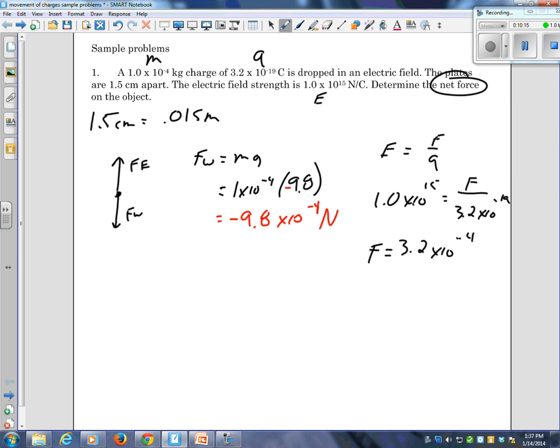Now, the exponents here are both minus 4, right? This exponent right here is minus 4, this exponent here is minus 4. Is that what you would expect?